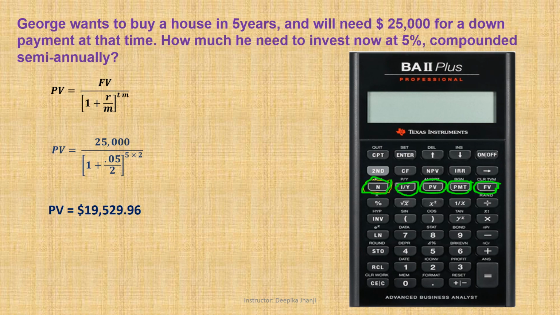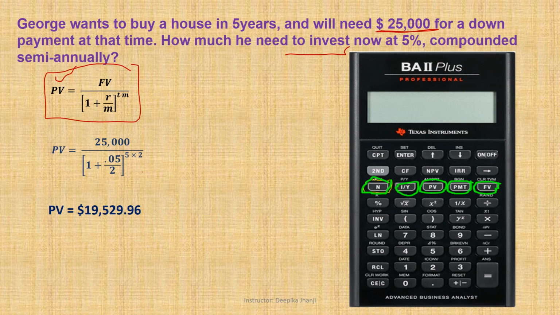Okay, another interesting question. George wants to buy a house in 5 years and will need 25,000 for a down payment. How much does he need to invest now at 5% compounded semi-annually? Now, this 25,000 he needs in the future. So this is the future value and he wants to invest now. That means we need to calculate the present value. So PV is equal to this formula we'll use to calculate present value.